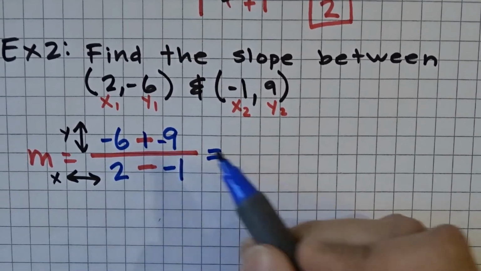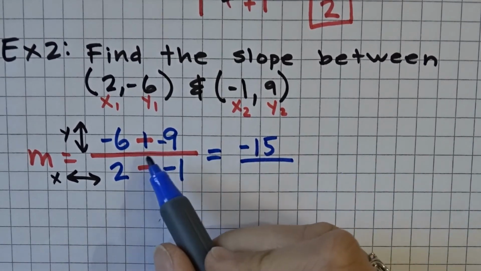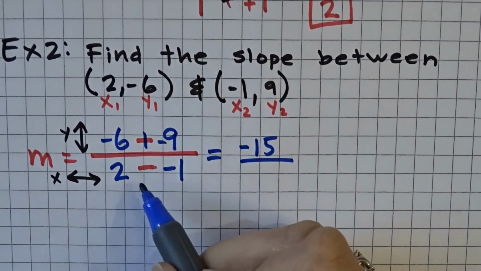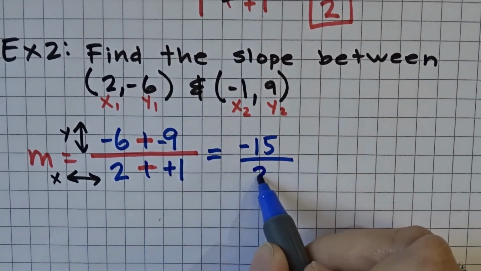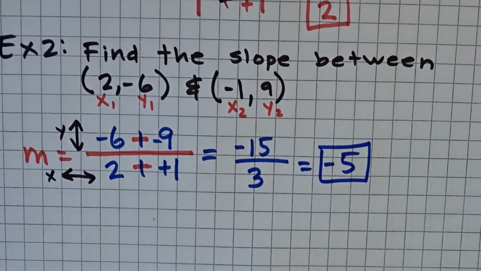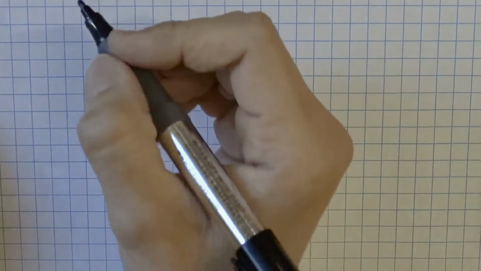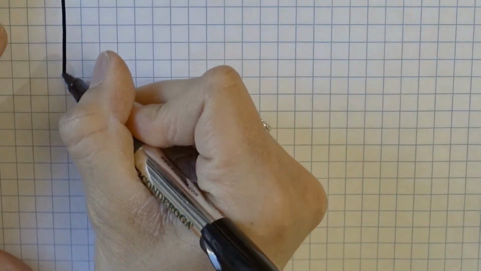-6, adding the opposite gives me -15. -6 and -9 is -15. And then you add the opposite again, and that gives me 3. So my total slope was -5. And there you go.